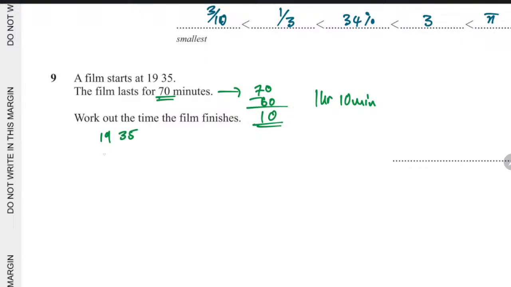So here you're going to add 1 to the hours, then you add 10 to the minutes. Okay? Now for the minutes, 35 plus 10, you get 45 minutes. Then 19 plus 1 to the hours, you get 20 hours. So your time is 20:45. Do you understand? You add the minutes together as minutes: 35 plus 10, you get 45. 19 plus 1, you get 20. Hours add hours, minutes add minutes. That's how you do it, okay?